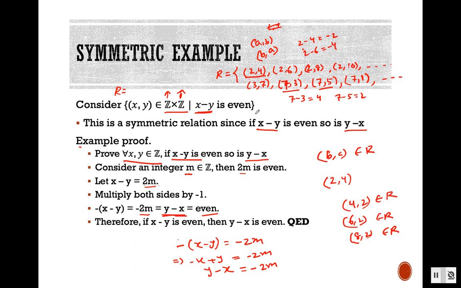So for every ordered pair (x, y), if x minus y is even, then y minus x is also even. So if there is an ordered pair (x, y), then there is also the ordered pair (y, x). So we can say that that's a symmetric relation.